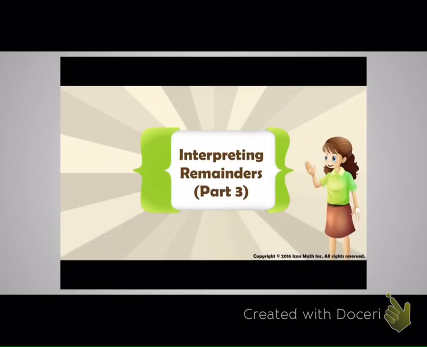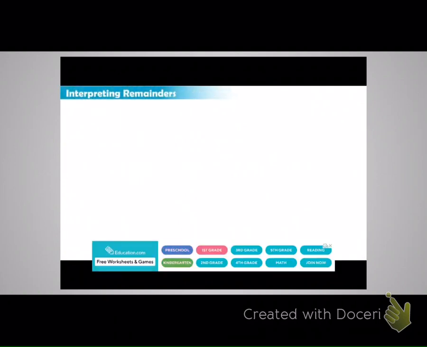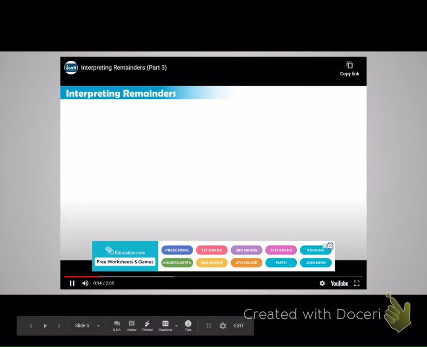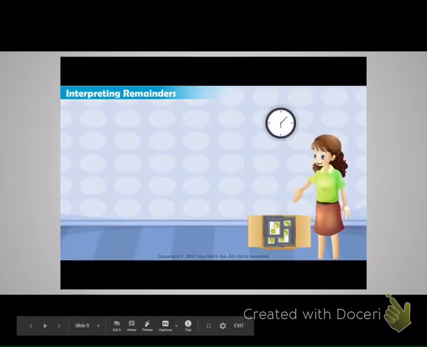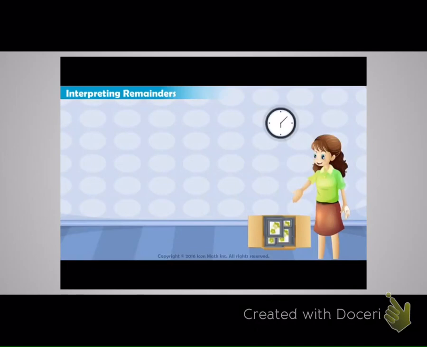Interpreting remainders. Let's now look at the last case of interpreting remainders. Diana is putting frames on shelves in her house. She has 14 picture frames, and she wants each shelf to have 4 picture frames. How many frames will not be on the shelves? 14 divided by 4 equals 3, with a remainder of 2.